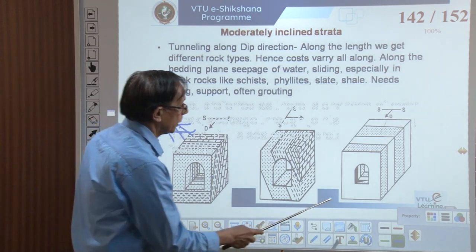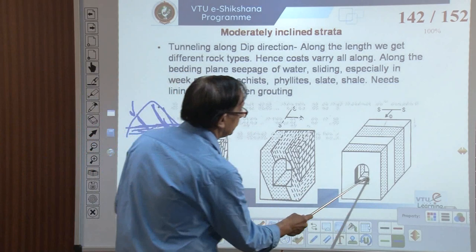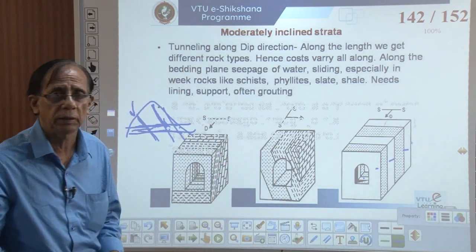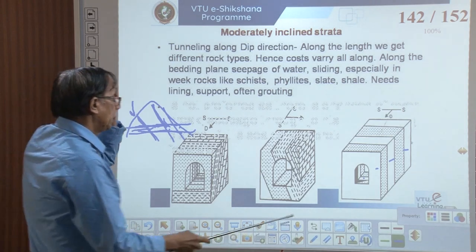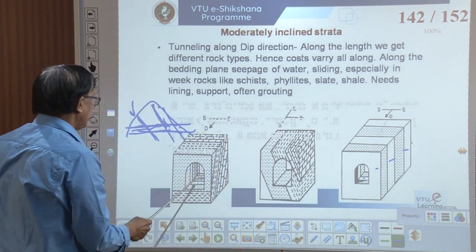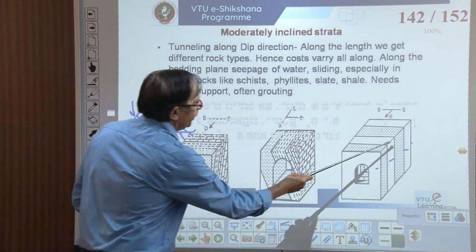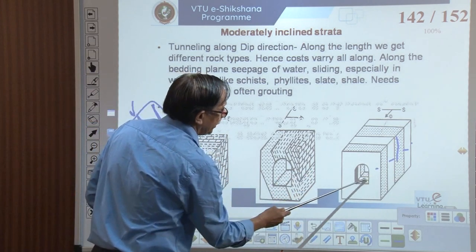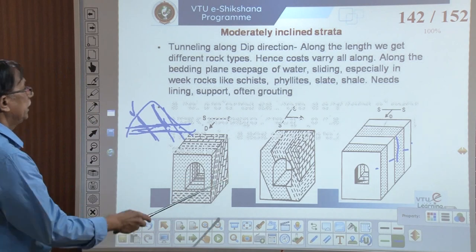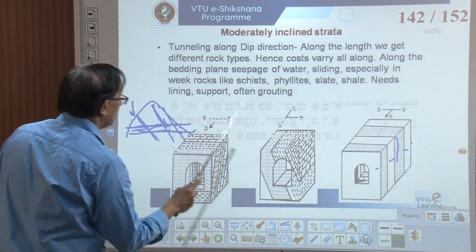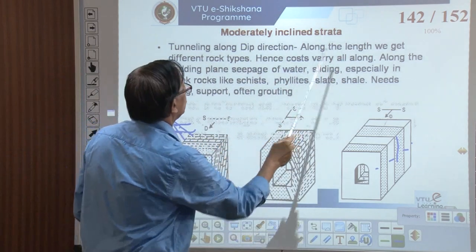If rocks are vertical, slip may not be there, but along the length of the tunnel I get different types of rock. Their blasting and excavation are required, but lining may not be required. Seepage of water and slip may not be there. Water can enter through vertical fractures or the bedding plane, that is there, but slip is not. That is the disadvantage of inclined bedding planes. So for moderately inclined strata, these are the problems.